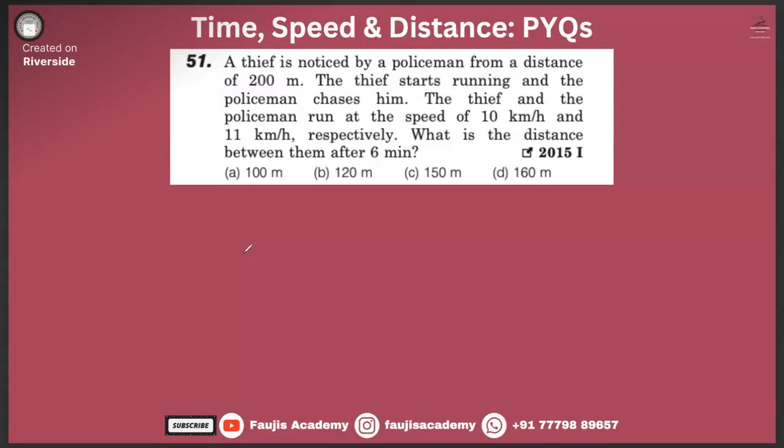A thief is noticed by a policeman from a distance of 200 meters. The thief starts running and the policeman chases him. The thief and the policeman run at the speed of 10 km per hour and 11 km per hour respectively. What is the distance between them after 6 minutes? Yeah, we do not actually need even this 200 meters. Police is running at the speed of 11 kmph. Thief is running at the speed of 10 kmph.